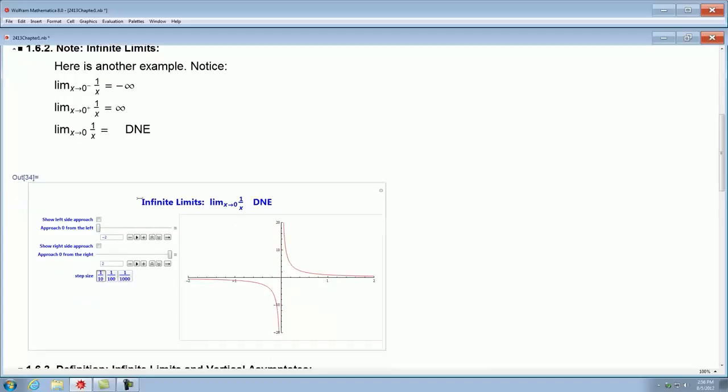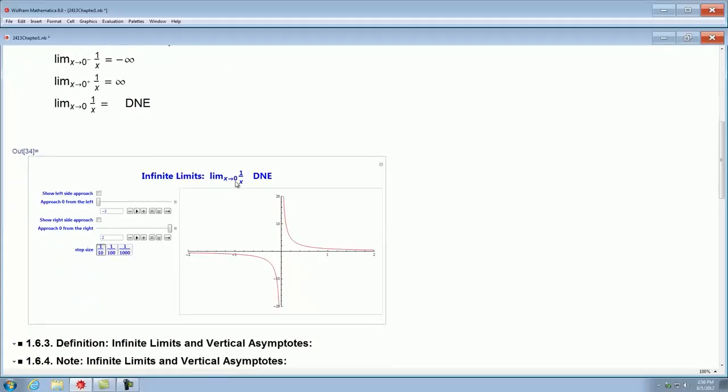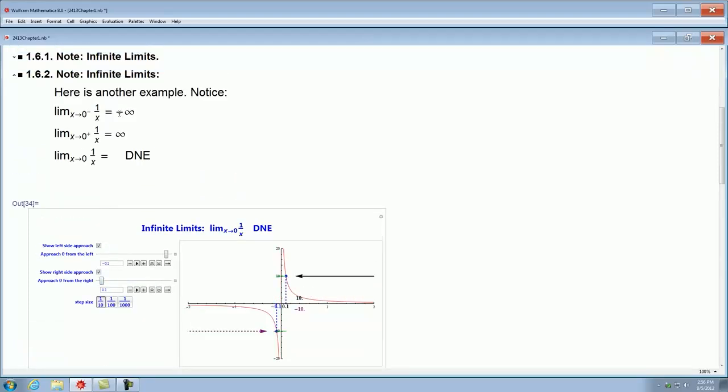Here's another one. Here we're trying to find the limit as x approaches 0 of 1 over x. Again, at 0, the function is undefined. However, as we approach from the left-hand side, our function's value is headed to negative infinity. As we approach from the right-hand side, our function's value is headed to positive infinity. That means from the left, we go to negative infinity. From the right, we go to positive infinity. Since negative infinity and positive infinity are not the same, we would say that this limit does not exist.